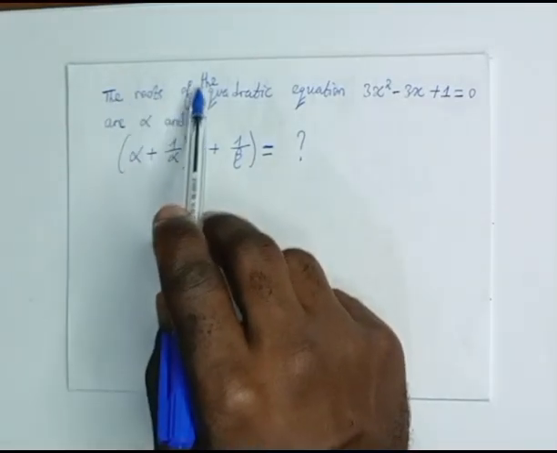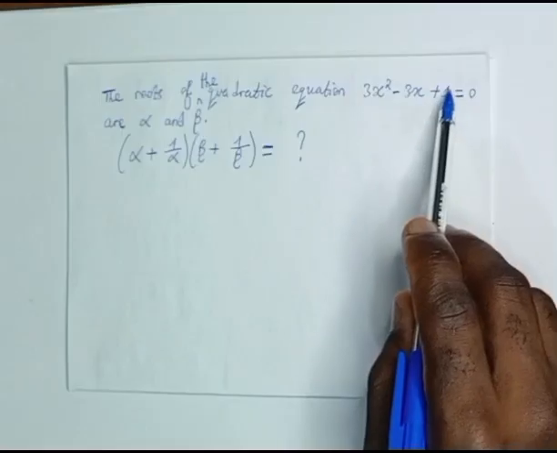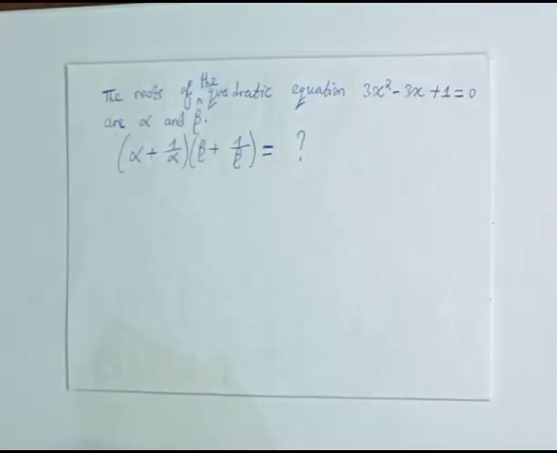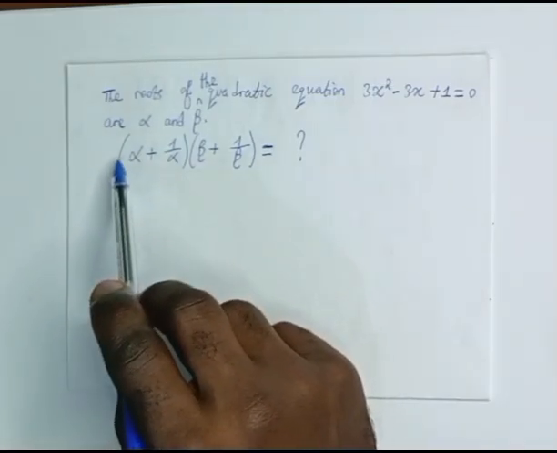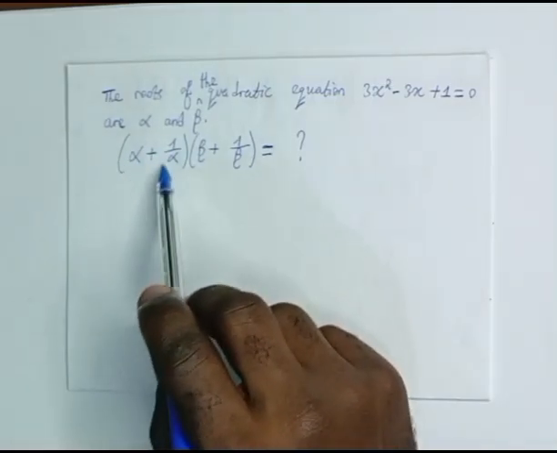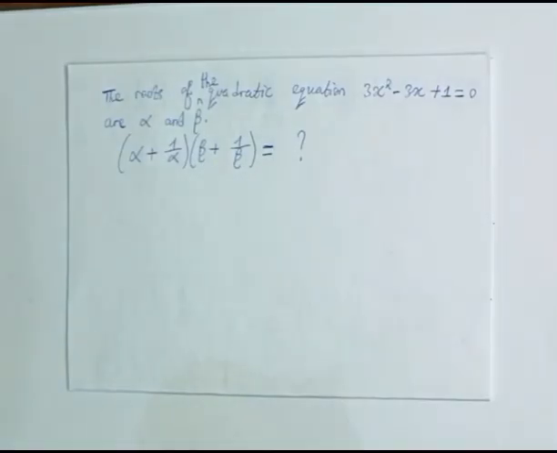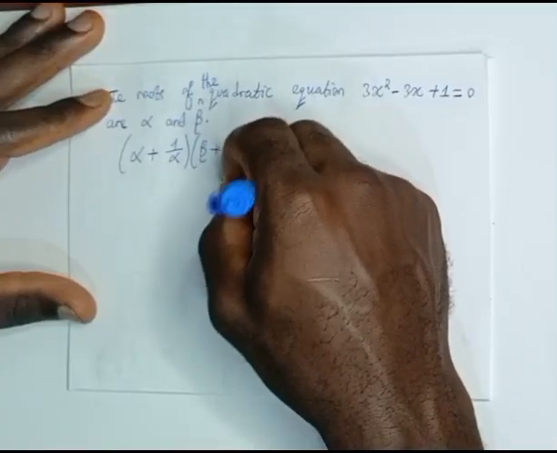The roots of the quadratic equation 3x squared minus 3x plus 1 equal to 0 are alpha and beta. We are to find this product: alpha plus 1 on alpha times beta plus 1 on beta. Take down the solution.